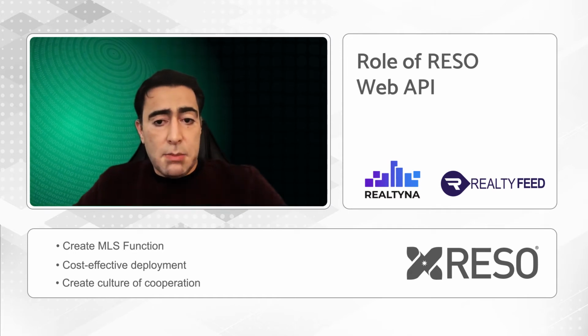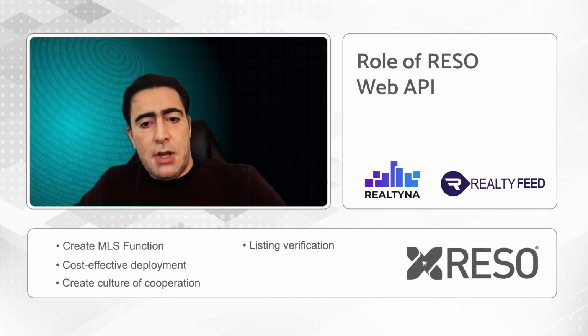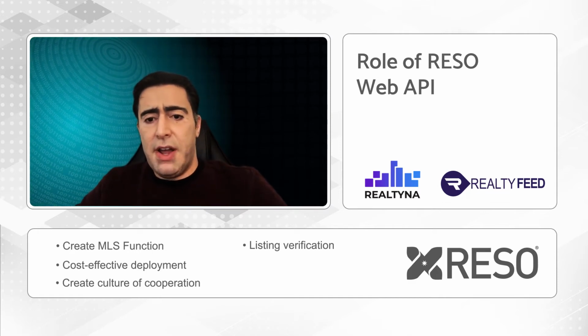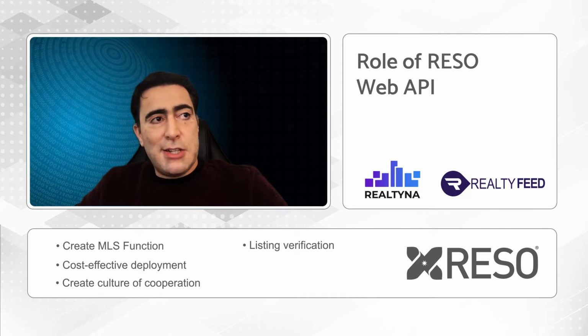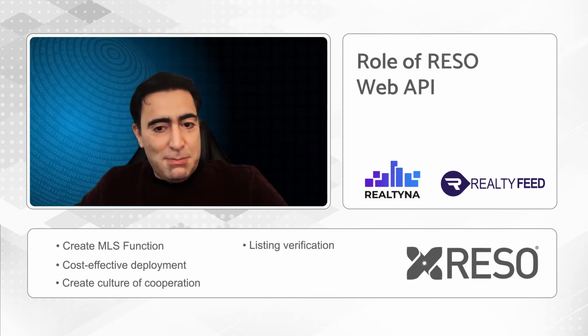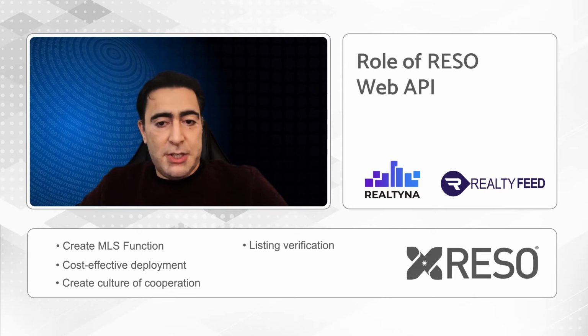The second subject that RESO Web API can solve is verification for the listings. When you have a centralized RESO Web API platform in a country, you will have a system to verify the listings, verify agent IDs, and implement the UPI, Unique Property ID, which, thanks to the inventors of UPI, has the country code. We really appreciate that they considered it in the UPI documentation.